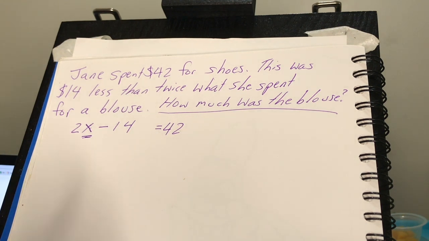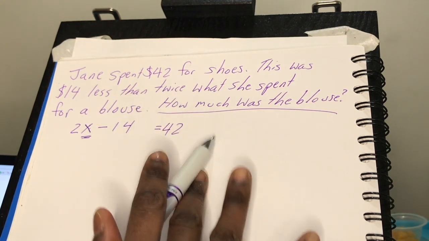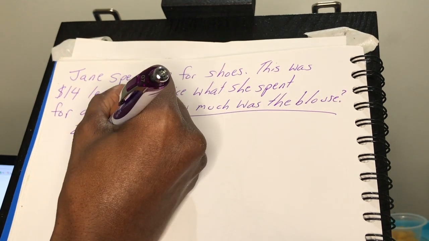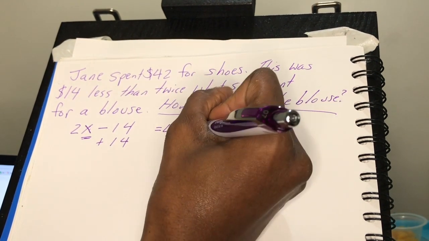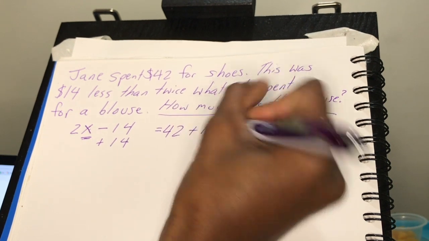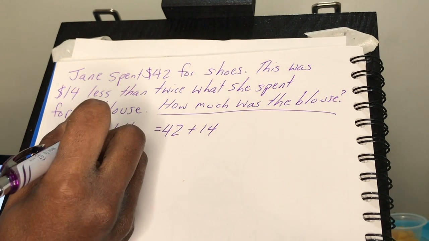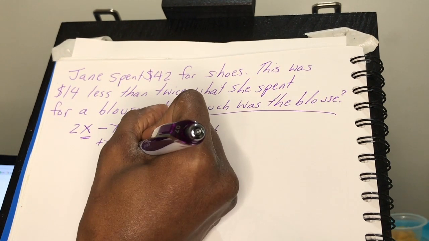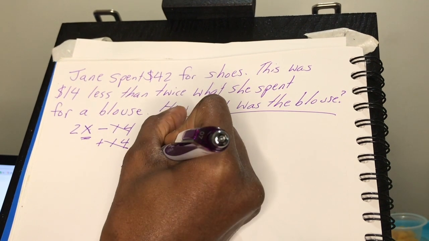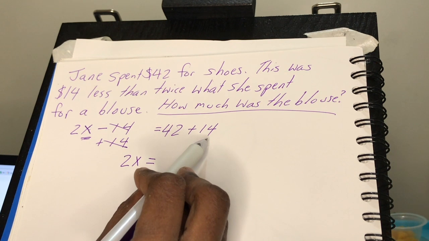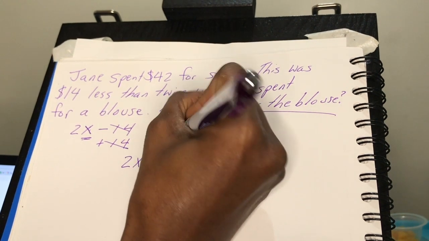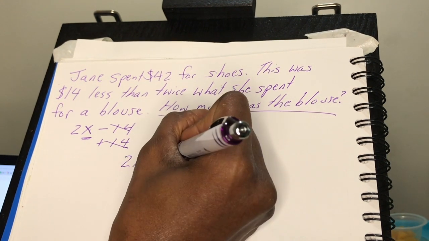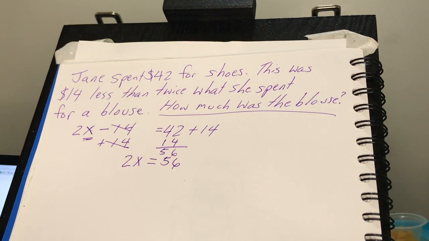To do that, we need to bring what's on this side over here so that we eventually have X by itself. So we're going to add 14 to each side. When we do that, that cancels out 14 on the side with the variable X. So we're going to end up with 2x equals 42 plus 14, which is, 2 plus 4 is 6, 4 plus 1 is 5. 2x equals 56. Okay, we're not done.